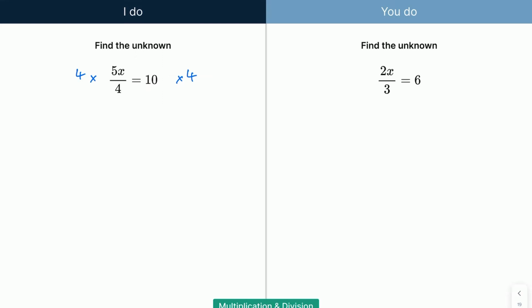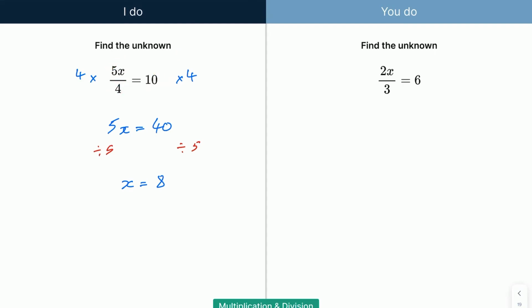That now leaves us with 5x is equal to 40. Okay, the x is still not on its own yet. We need to go again. So we have 5x. What's the opposite of times 5? Well, it's going to be divide each side by 5. So now that leaves us with x on its own. So we have x is equal to 8. And now you can substitute that back in to check the answer's right. Well, 5 times 8 is 40. 40 divided by 4 is 10. So my answer is correct.